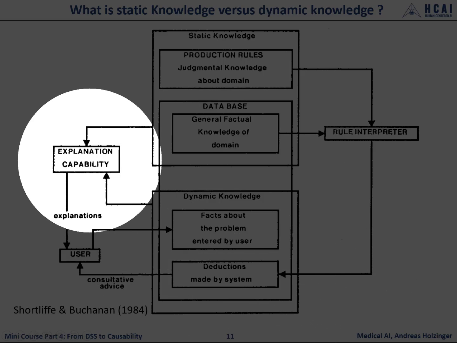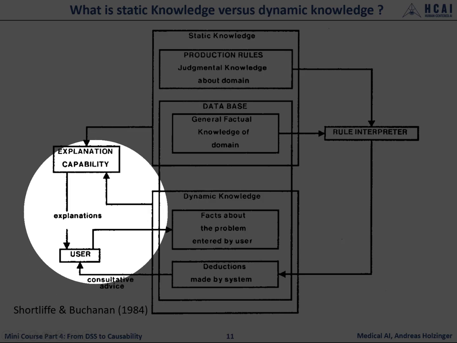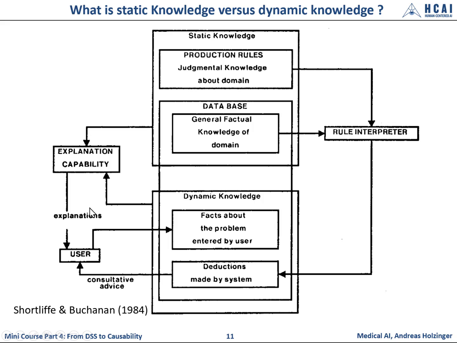So you have really here an explanation capability, and this was constantly in interaction with the user. So this is really a good example for early explainable AI, and this was in 1975 onwards. So this really was a cornerstone in this field.